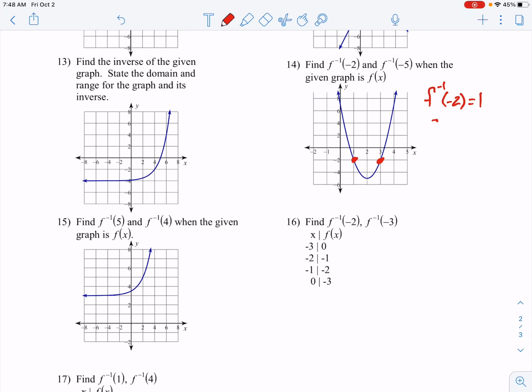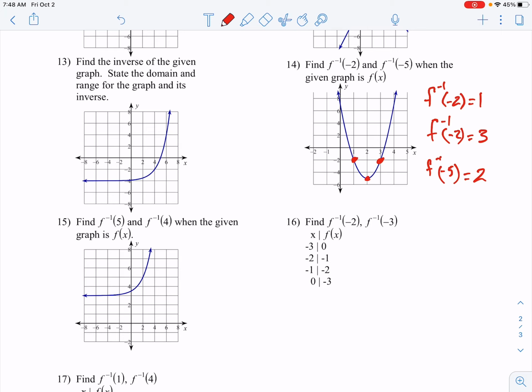And, well, it looks like there's 2 values. F inverse of negative 2 will also equal 3. So there's actually 2 values. So hence why this inverse would not be a function is because that negative 2 is going to 2 different values. So yes, the parabola itself is a function, but the inverse would not be. And f inverse of negative 5, let's see, that would be our vertex here, would equal 2.